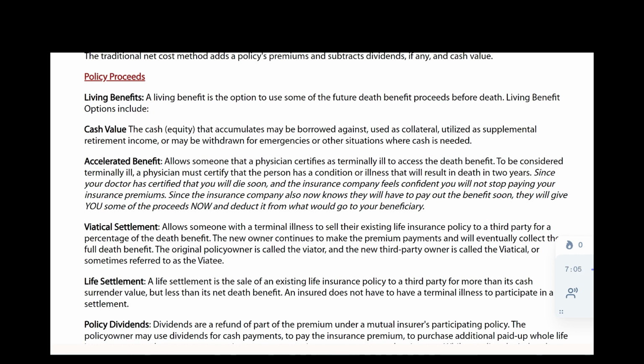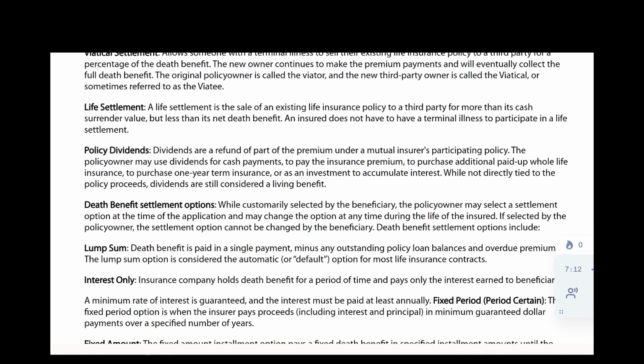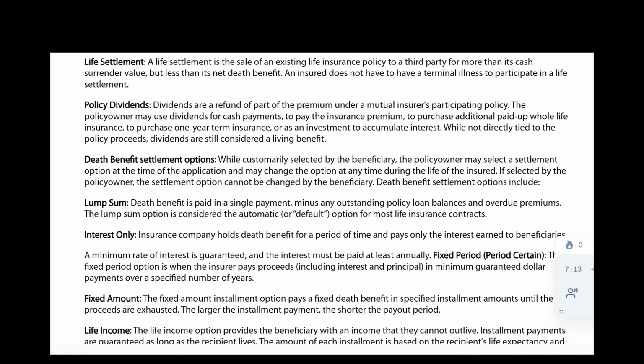The new owner continues to make the premium payments and will eventually collect the full death benefit. The original policy owner is called the viator, and the new third-party owner is called the viatical, or sometimes referred to as the viatee. Life settlement. A life settlement is the sale of an existing life insurance policy to a third party for more than its cash surrender value, but less than its net death benefit. An insured does not have to have a terminal illness to participate in a life settlement.